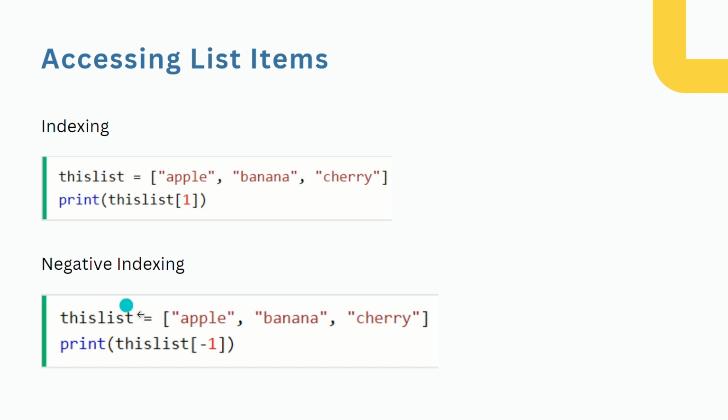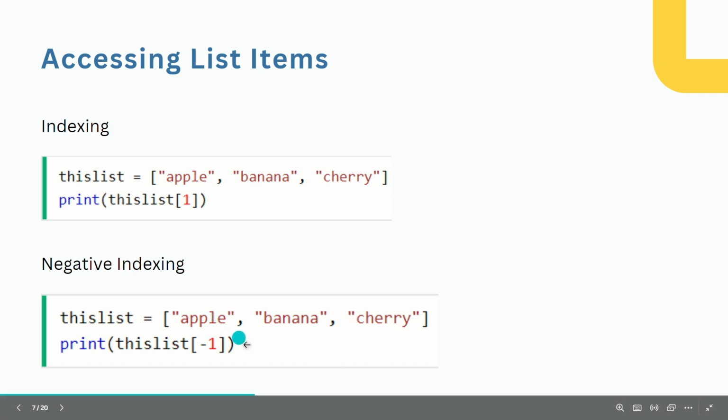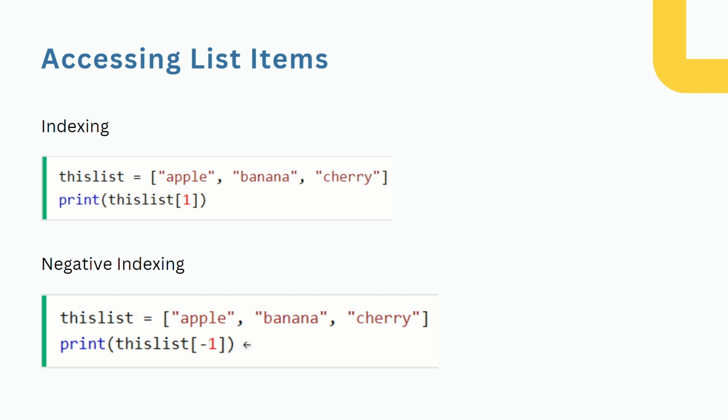Now there is also negative indexing possible. You have to be careful about this because negative indexing starts from -1. Positive indexing starts from 0, but this will not start from -0, it starts from -1, which means the last element, which is cherry in this case, will have the index -1 in terms of negative indexing. Similarly, banana will have -2 and apple will have -3. So you have to be careful not to get confused between negative and positive indexing.